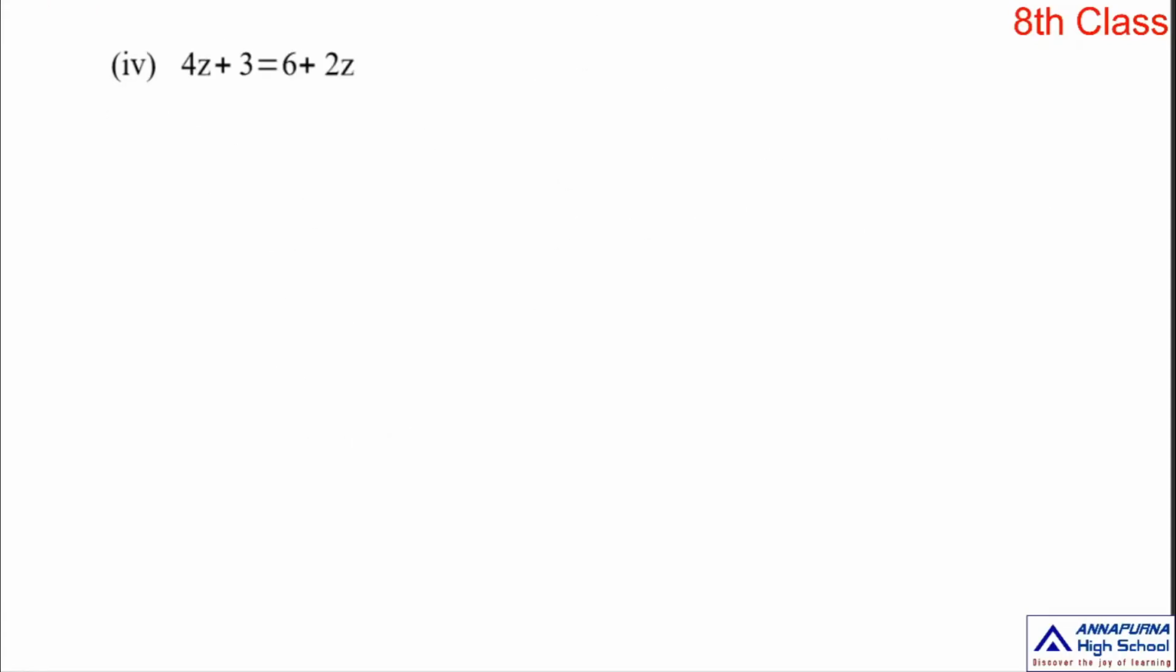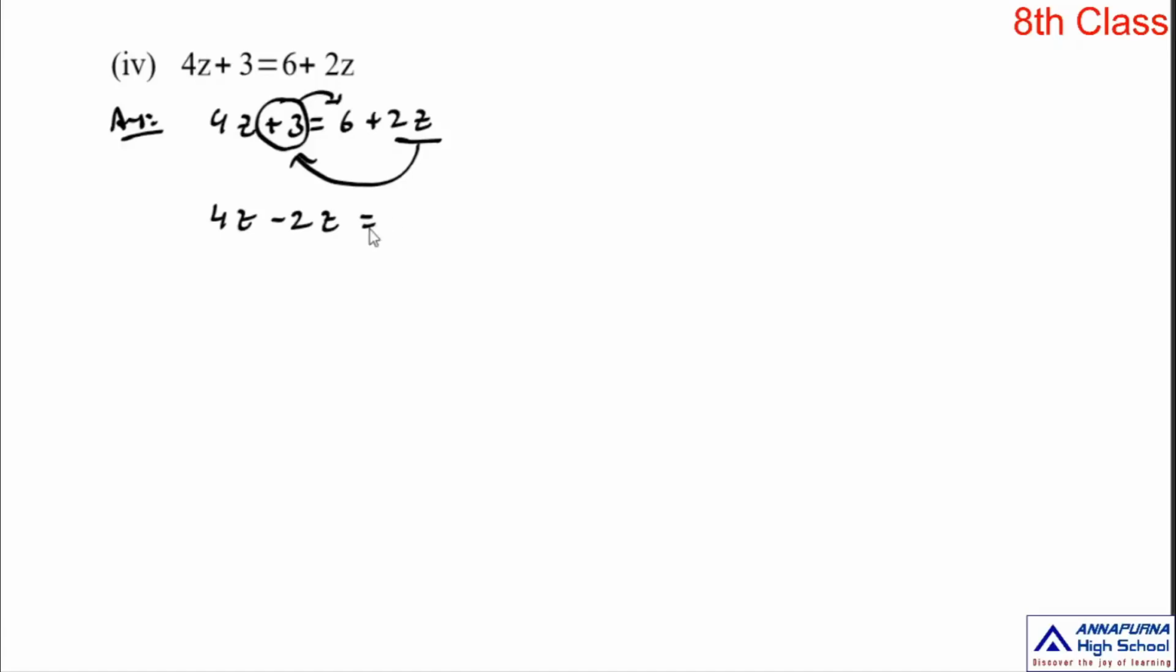Let's come to the fourth one. Here the fourth equation is 4z plus 3 is equal to 6 plus 2z. This is the given equation. Follow the steps. First write down the given equation. 4z plus 3 is equal to 6 plus 2z. So first transpose this 2z to the left side and plus 3 to the right side. So when you complete this transposition, plus 2z transposed to the left side changes to minus 2z, and plus 3 is transposed to the right side, it changes to minus 3.